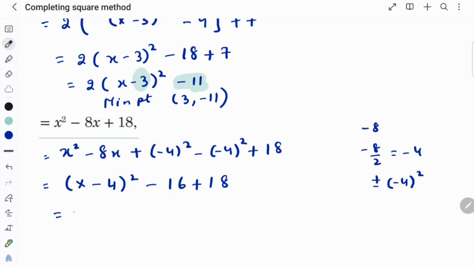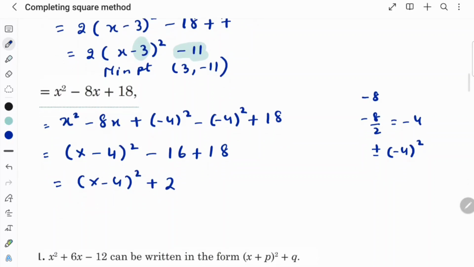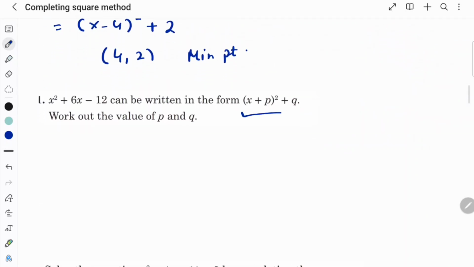Okay, so that is x minus 4 whole square. 16 and 18, the difference of 2 numbers but positive because 18 is a greater digit. So here in this question, 4 comma 2 will be your minimum point, or the stationary or the turning point. So now this question, they can ask you to write like this. It means they are asking you to change this equation into completing square method. Use it and change this equation into this form.